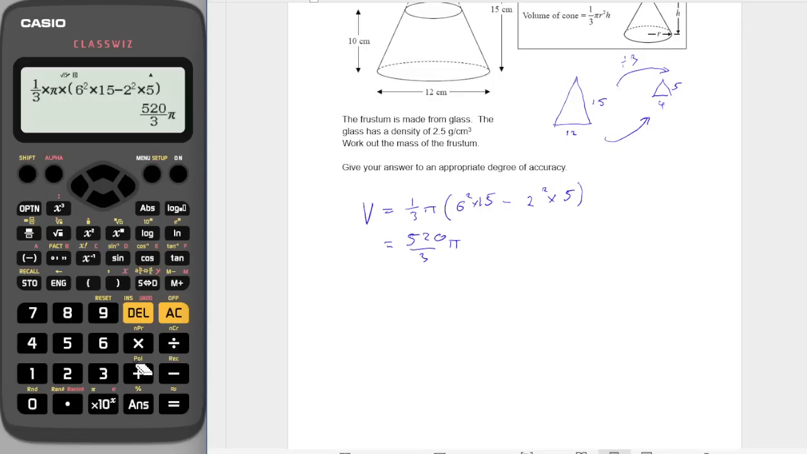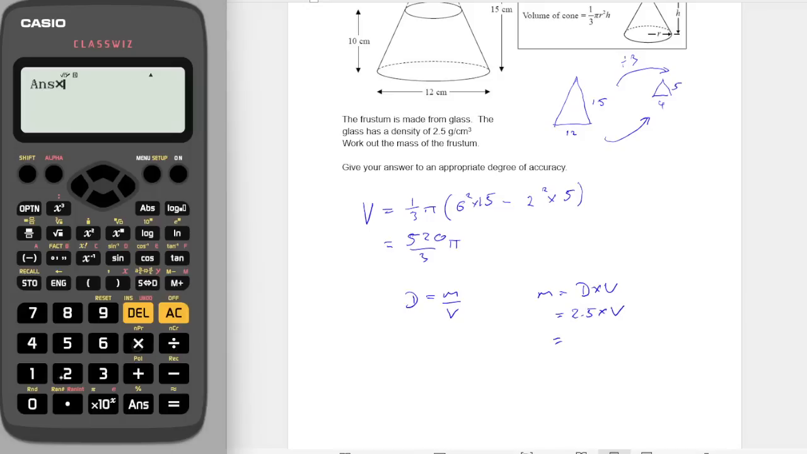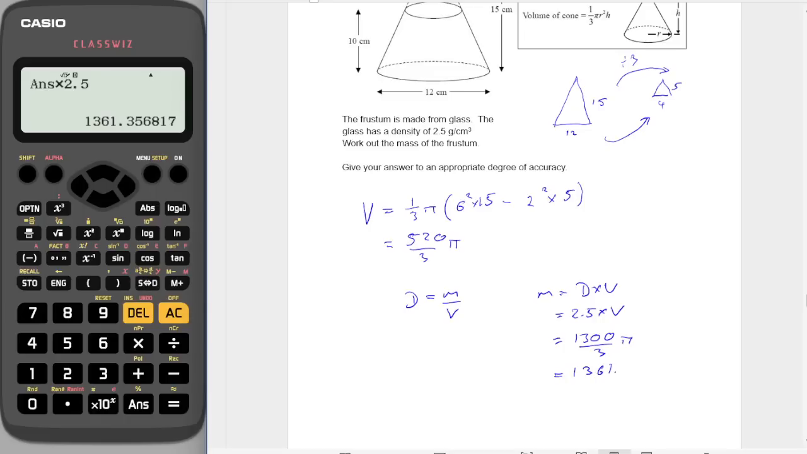What we need now to do is to work out the density. Well, work out the mass. Density is equal to mass divided by volume, so mass is going to be equal to density times by volume. So I need to take 2.5 times by the volume. So times by 2.5 gives me the value of 1,300 over 3 pi, which as a decimal is going to give me 1,361.35.